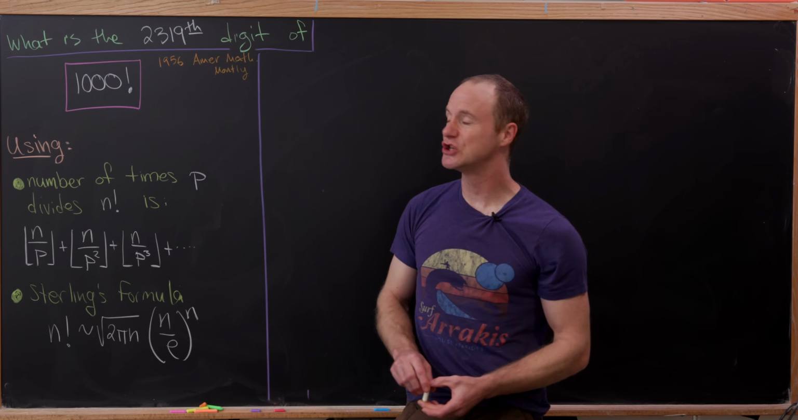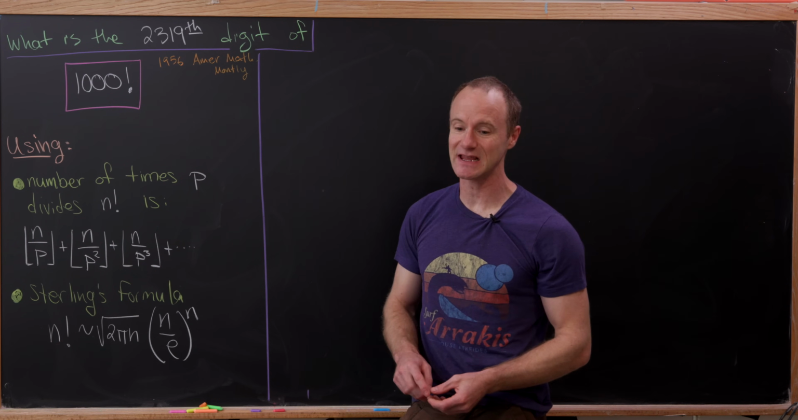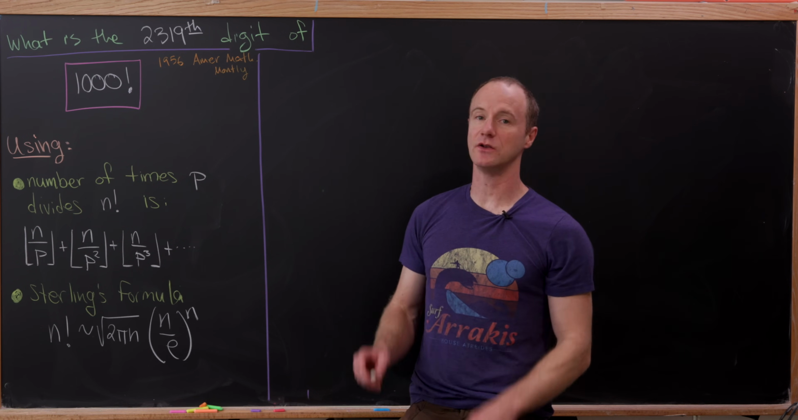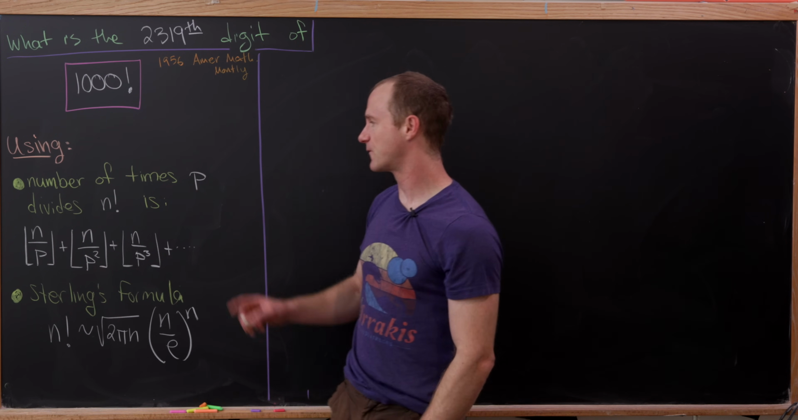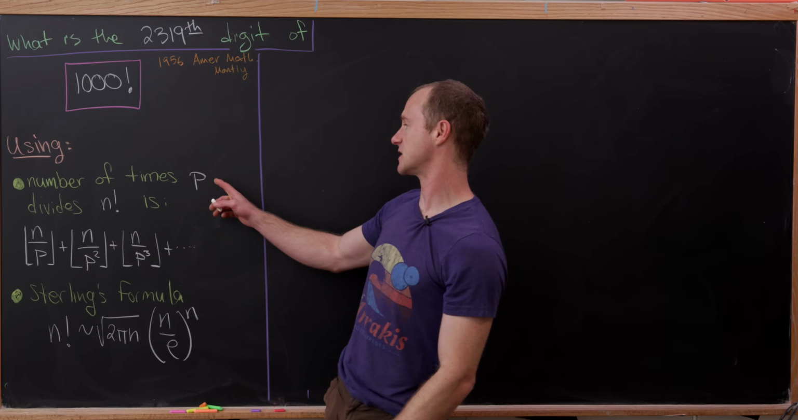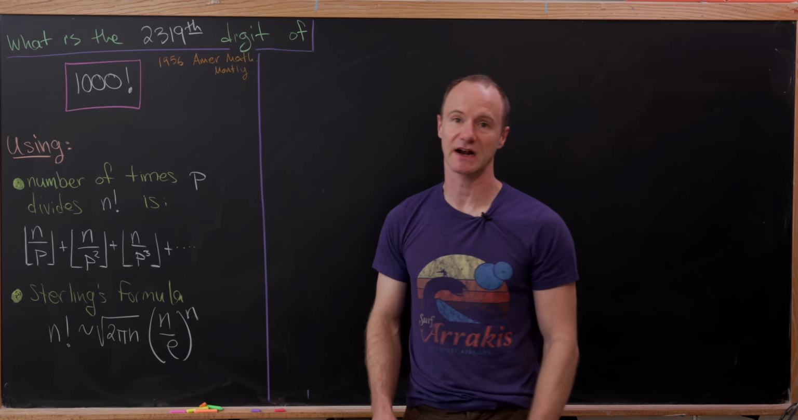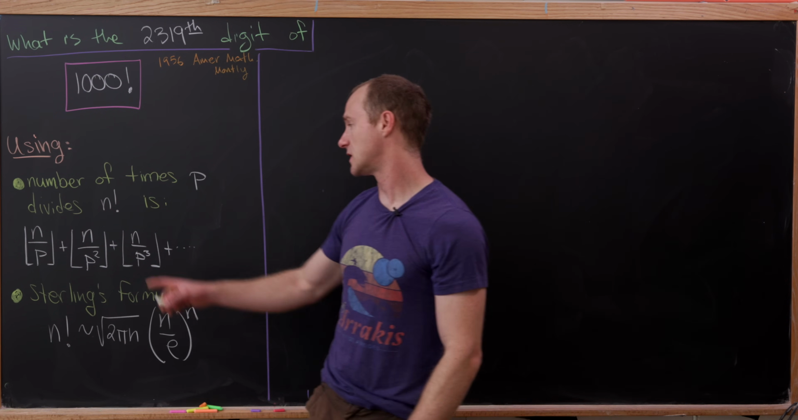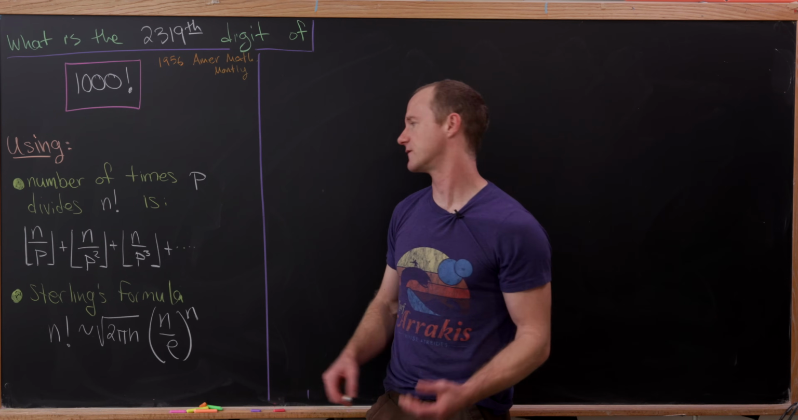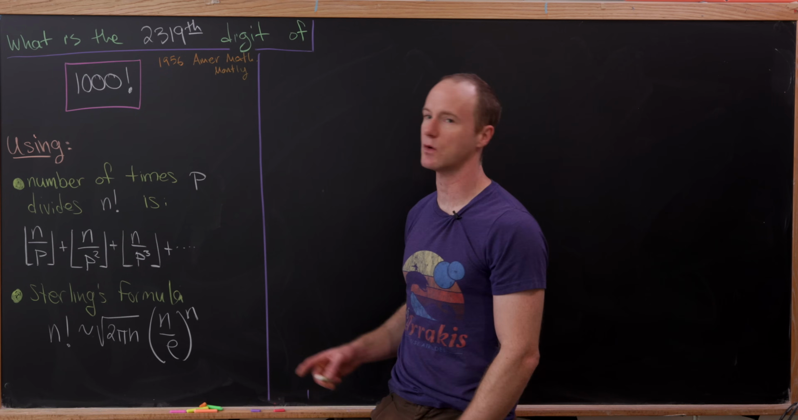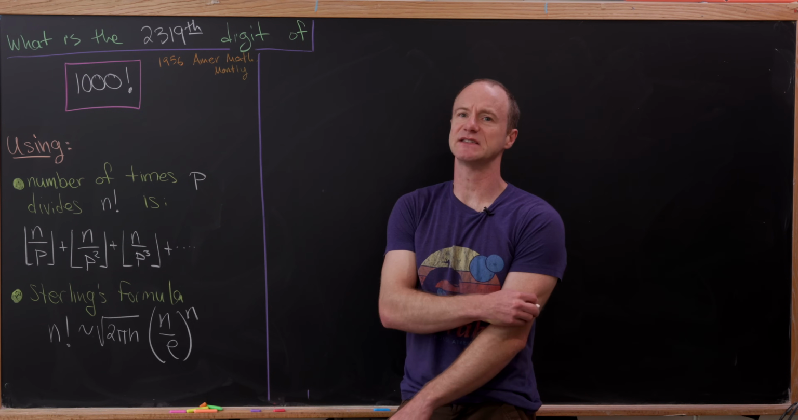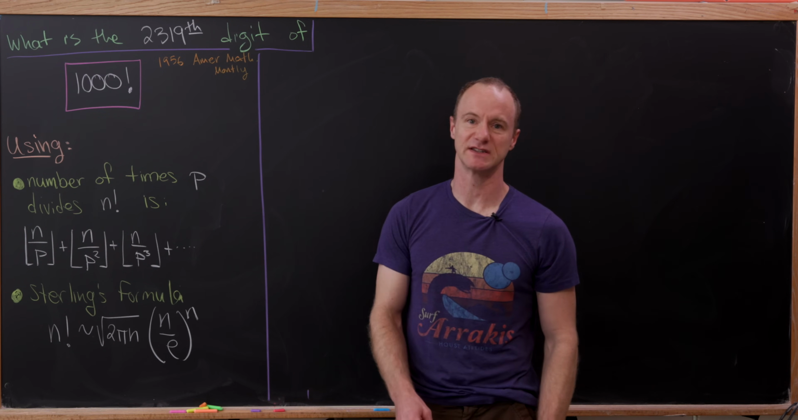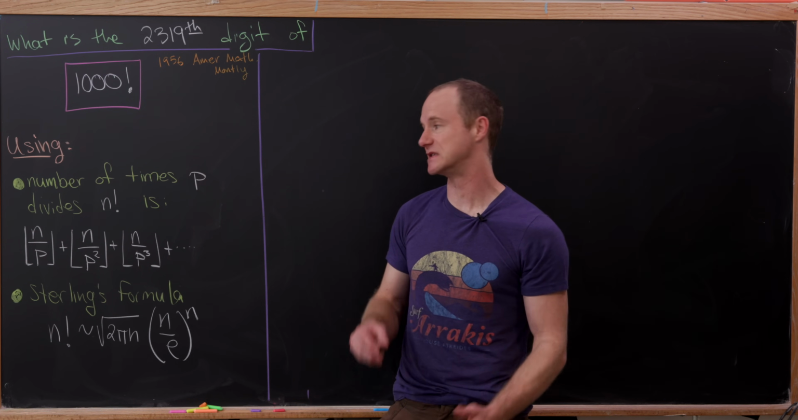We'd like to find the 2,319th digit of 1,000 factorial. And we're going to use a couple of well-known tools. The first is this formula that determines the number of times a prime p divides n factorial. That's given by the floor of n over p plus the floor of n over p squared plus the floor of n over p cubed, and so on and so forth. We generally write this as an infinite sum, although it truncates at the point where the power of the prime is larger than n, and thus the floor becomes 0.